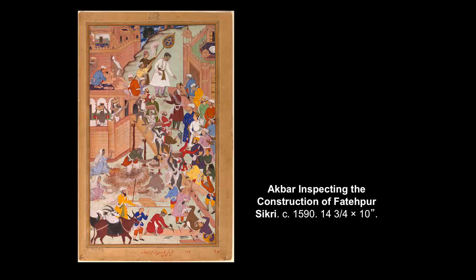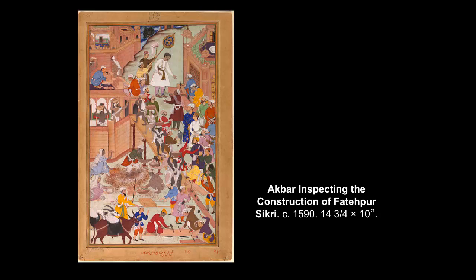Just going to look very quickly at another illustration from this same Akbar Nama, this book or chronicle of Akbar's life. And this is an illustration of Akbar inspecting the construction of Fatehpur Sikri. And we can see that the emperor is shown at the top of the scene, at the highest point, although also the furthest back. And we can identify him because he is wearing white, and also because he seems to have a couple of servants behind him who are sheltering him from the sun and from the elements.